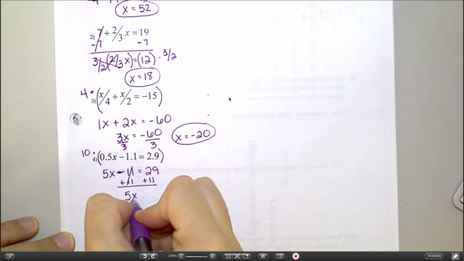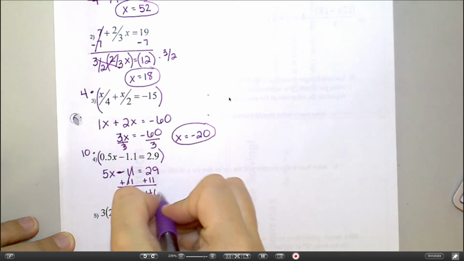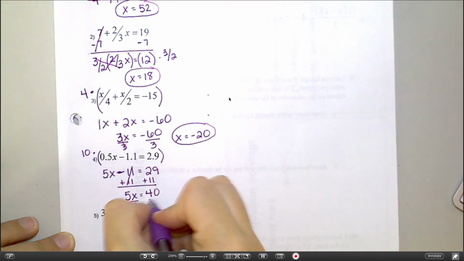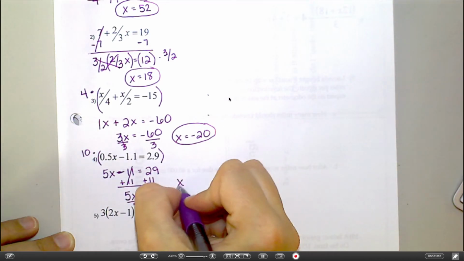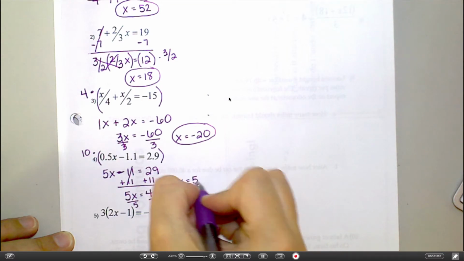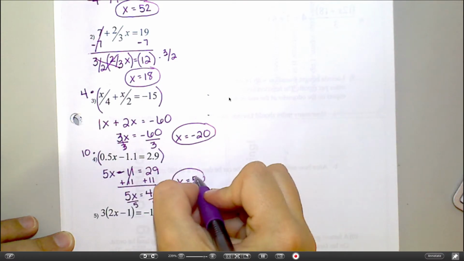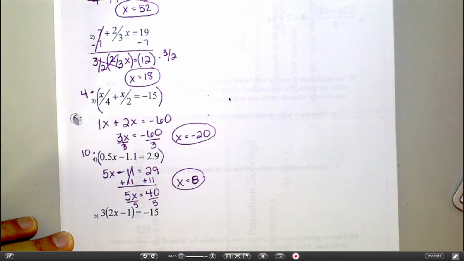5x equals 40. Divide by 5. And x equals 8. No, you're right, 8. Thank you. Good job, Austin. Yep, it is x equals 8.